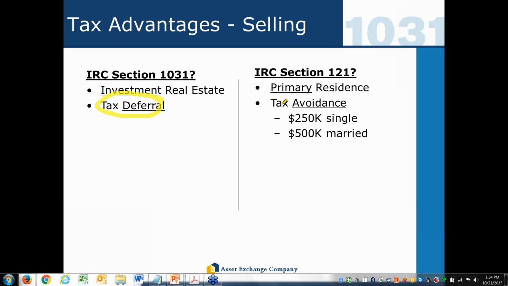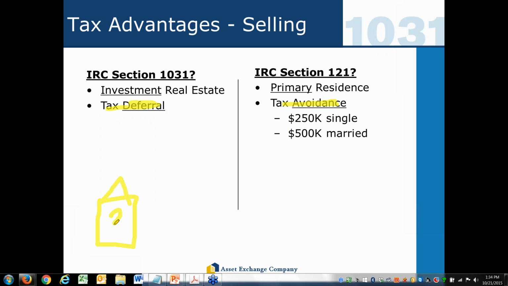Now, real quick, for those of you who are still awake on the other end of the computer screen, is it better to defer taxes or is it better to avoid paying taxes? Well, in my book, it's always better to avoid, right? Avoiding means I don't have to pay. Deferring means I don't have to pay today. But you're not off the hook. You're just kicking the tax liability down the road.